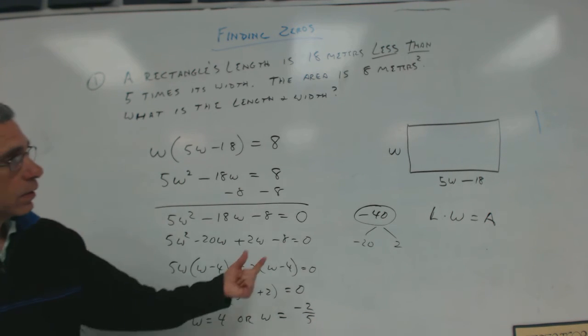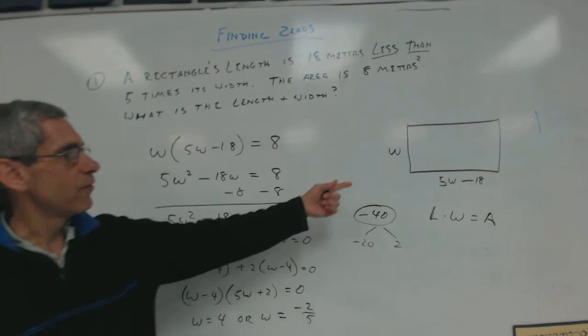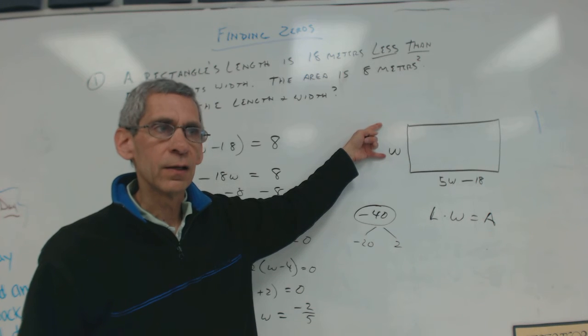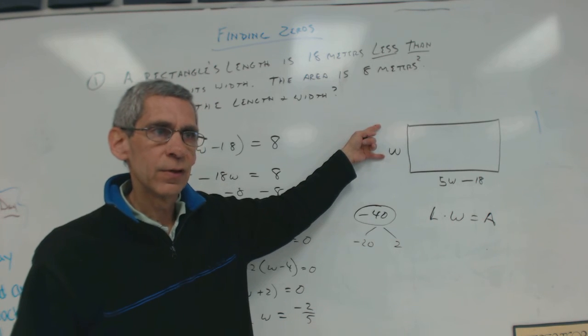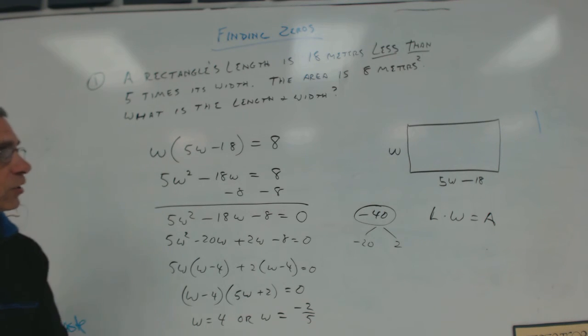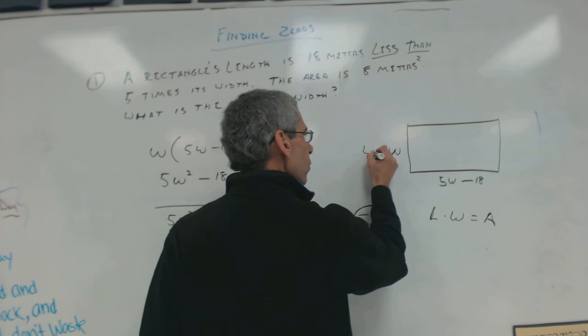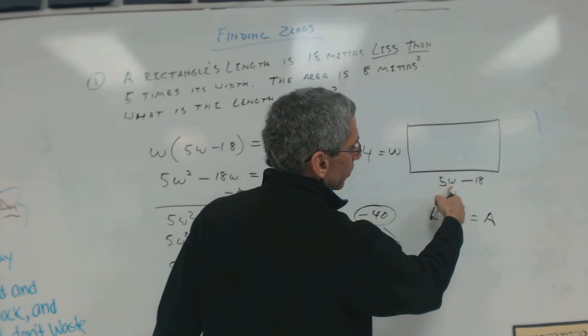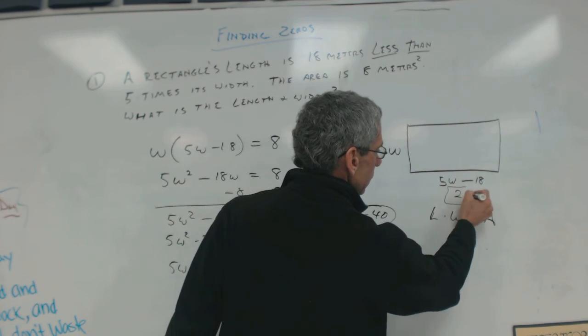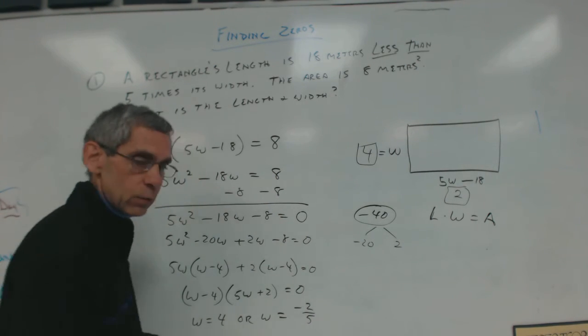Now, which one of those answers is the only possibility for a length of a side? 4, right? You can't have a negative length of a side. There's no such thing. Distance is always positive. So you're going to choose the one that's positive. Does that make sense? So the width is 4. And the length is 5 times 4, 20 minus 18, so that's 2. Does that make sense? You get the idea. It's basically what we've been working on.